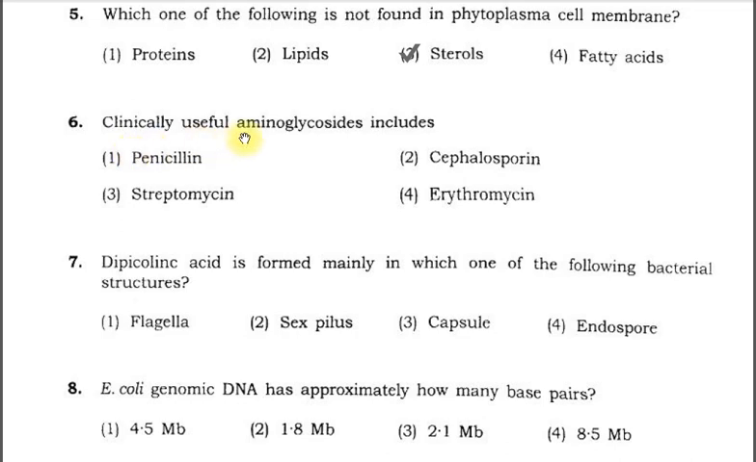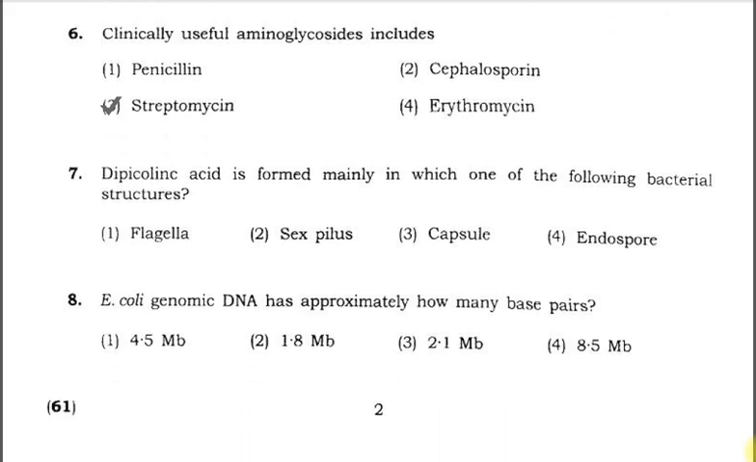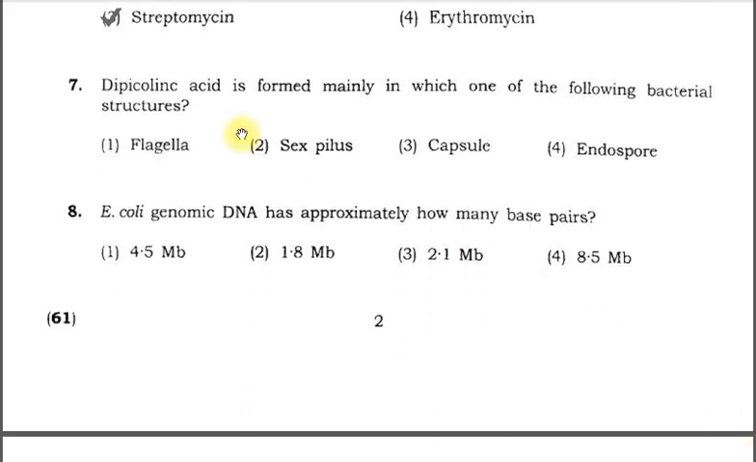Question number 6. Clinically useful aminoglycosides include: 1. penicillin, 2. cephalosporin, 3. streptomycin and 4. erythromycin. Here the correct option is option number 3, which is streptomycin. The question number 7. Tipicolonic acid is formed mainly in which of the following bacterial structures? Options 1. flagella, 2. sex pilus, 3. capsule, 4. endospore. Here the correct one is 4, endospore.